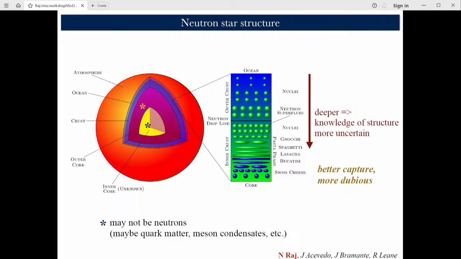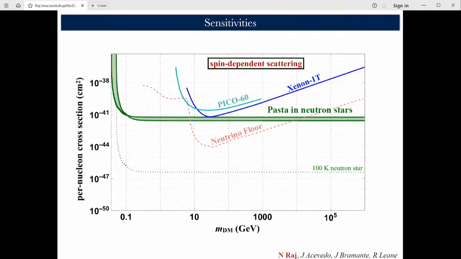But there is a way to calculate dark matter scattering on each of these sublayers. So we did that. And here is the sensitivity of the pasta phase, which actually sets the main sensitivity of the crust, compared with dark matter experiments. I'm showing spin-dependent scattering here to be optimistic. And you can see that even using just the crust of the neutron star, you can do better than dark matter experiments for many scenarios, especially at low mass, right?